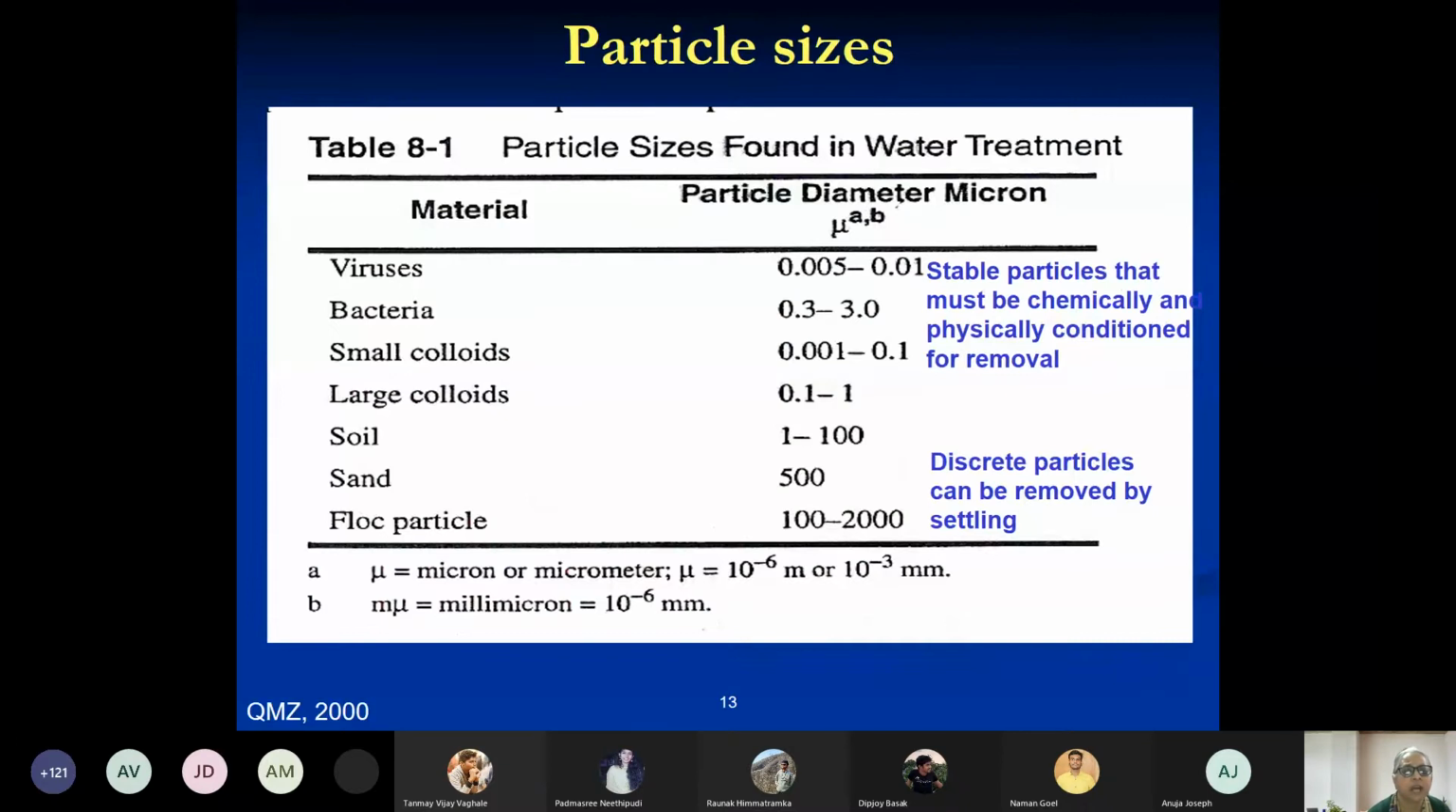So then we have these stable particles. Now these stable, let's come to the next point. What is the meaning of the word stable particles?